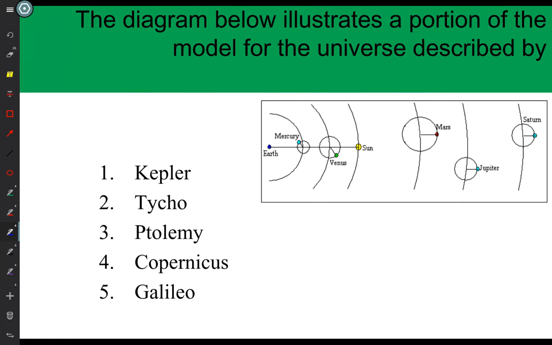All right, next question. Get more people this time because more people have arrived. And remember, it's channel 33. The diagram below illustrates a portion of the model for the universe described by, and all of these names are famous astronomers, or famous in astronomy, I should say. Aristotle is probably not so much a famous astronomer as a famous thinker.